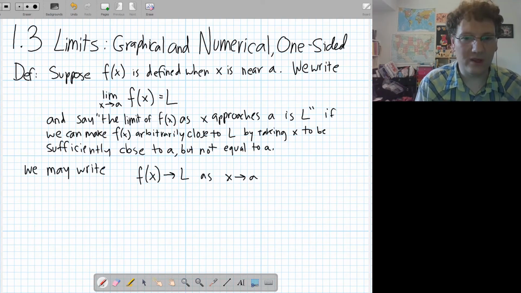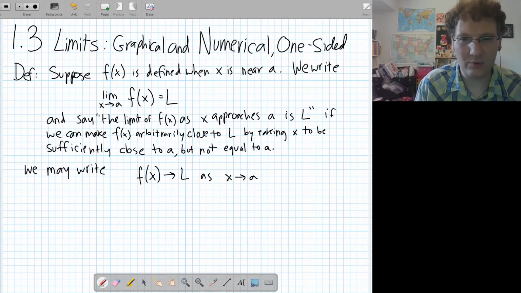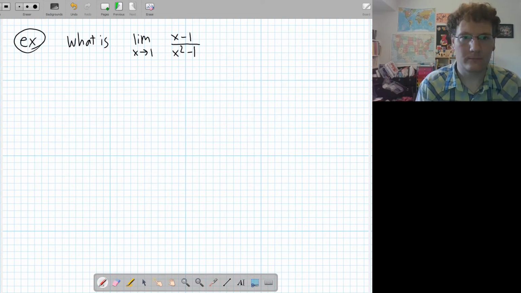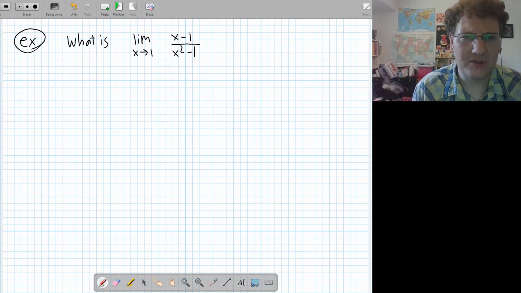We may also write it like this: f of x approaches L as x approaches a. This is another notation that we might use. For example, we might want to look at what is the limit as x approaches 1 of the function x minus 1 over x squared minus 1. And to illustrate that, let's look at what a graph of that would look like.